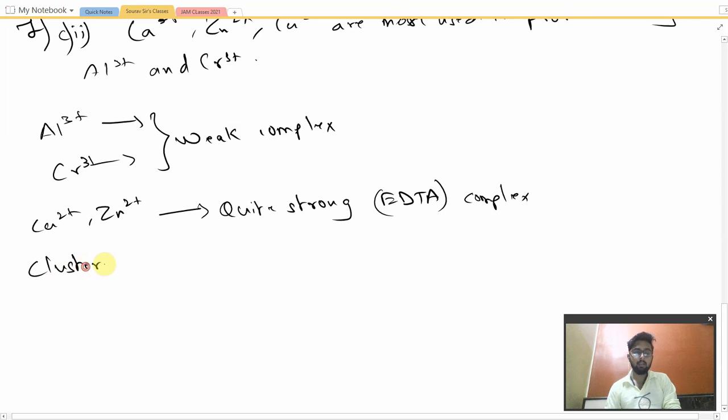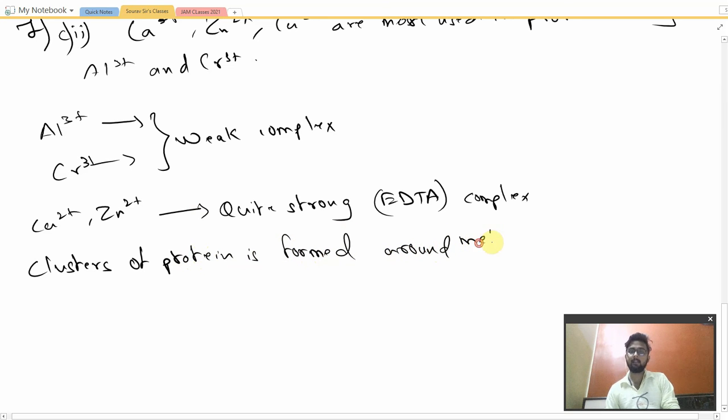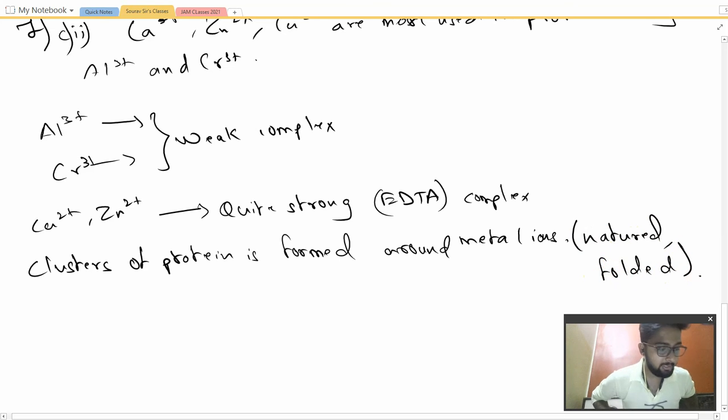Okay, clusters of protein are formed around the metal ions. So obviously this cluster of protein would be considered the natured protein, or in layman terms we may say folded. Okay, so this was the only reason why calcium, Zn and Cu are used basically for protein folding and not Al3+ or Cr3+.